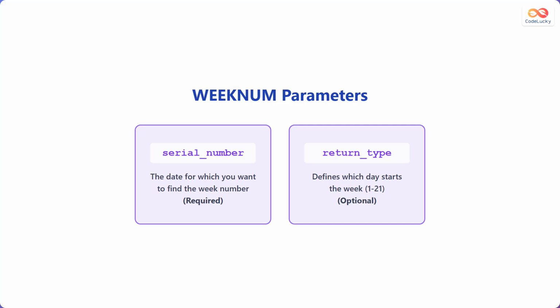Delving a bit deeper into the parameters of the WEEKNUM function, the serial number is the date for which you want to find the week number, and it is a required field. The return type, on the other hand, is optional. It defines which day of the week is considered the first day of the week. Different return types will give you different week numbers based on the starting day you choose.